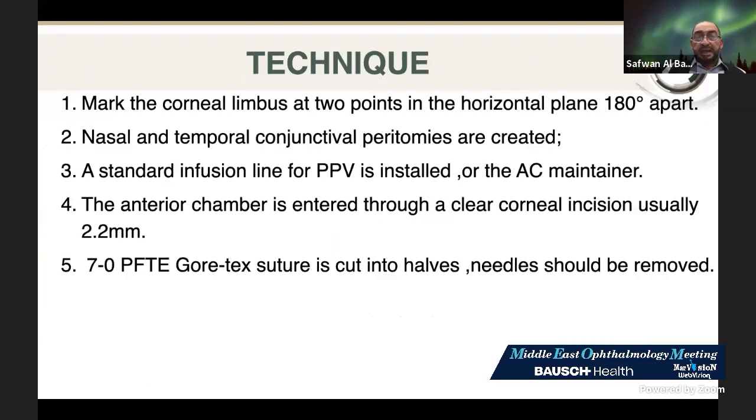Now, if we go to the technique, I will discuss it in detail later in the movie, but a few points that I put. Mark the corneal limbus at 180, meaning 3 and 9. Nasal and temporal conjunctival peritomy. I didn't face any trouble with the nose of the patient; maybe the noses of our patients are small compared to others. A standard infusion line for PPV is installed, or an AC maintainer. As I said, the anterior chamber is entered through a clear corneal incision, usually 2.2 for me.